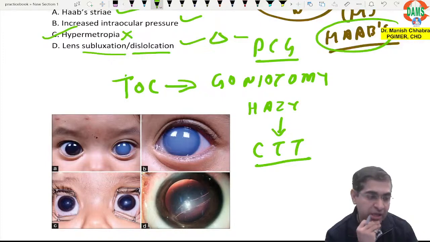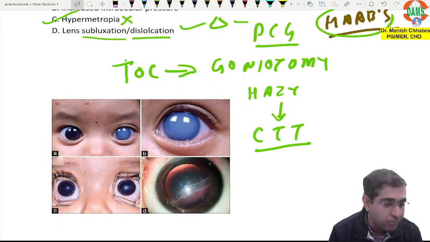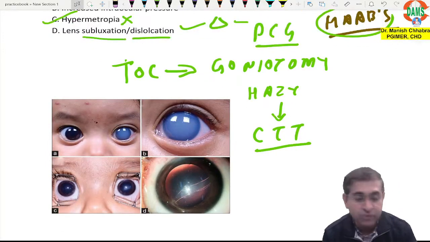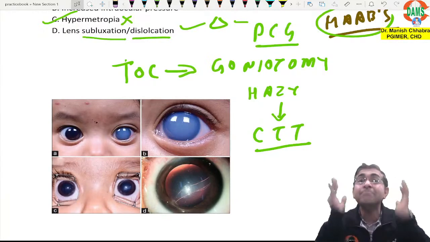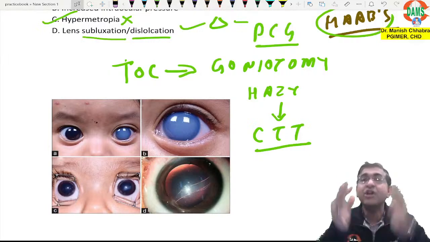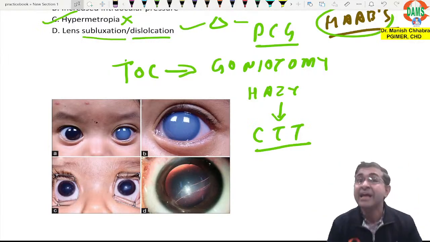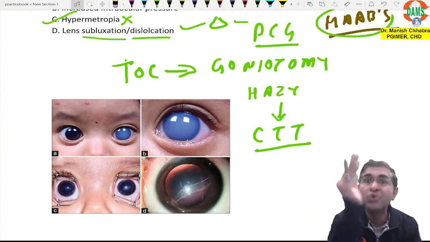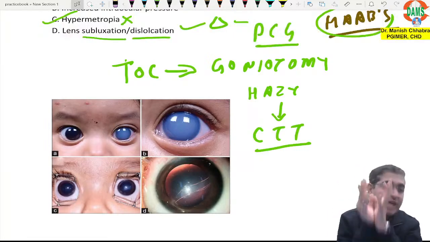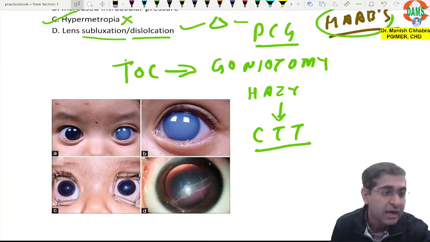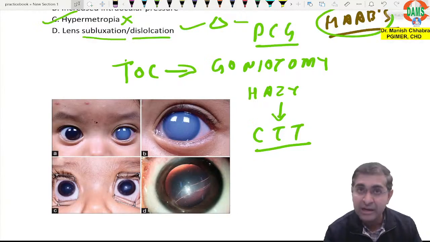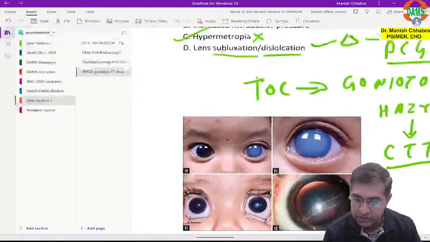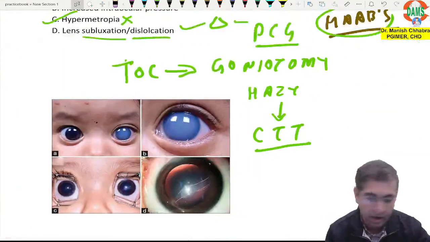Yes? Okay. Dear Omkar, you are confusing bull's eye. You are asking which drug causes bull's eye. That is bull's eye maculopathy. That is a condition of the macula, my dearest friend, and it is due to chloroquine. Chloroquine causes bull's eye maculopathy. Here I am talking about buphthalmos.